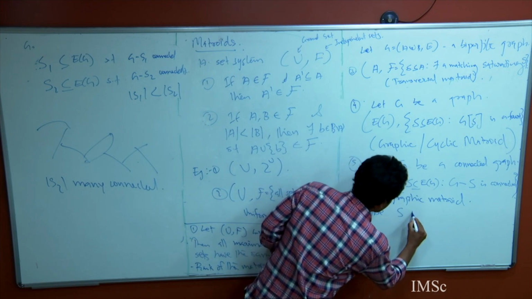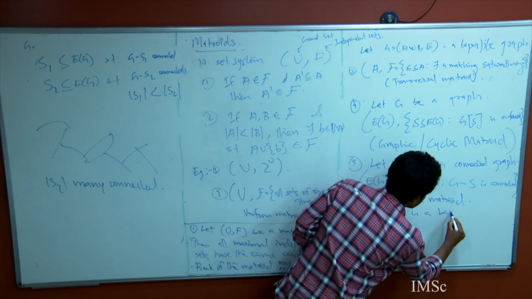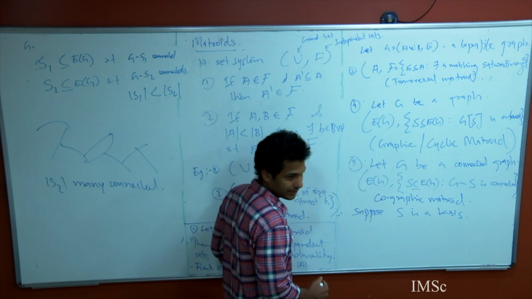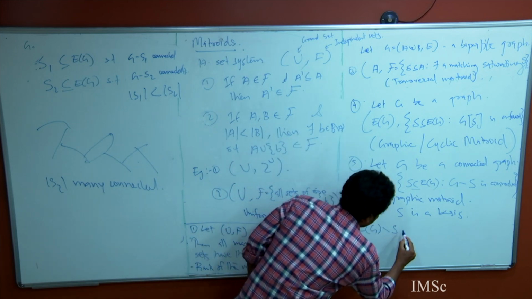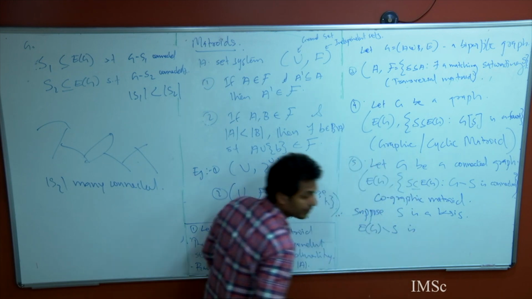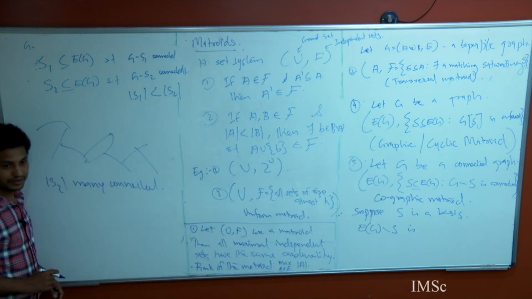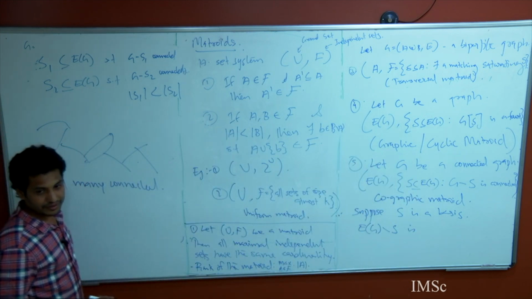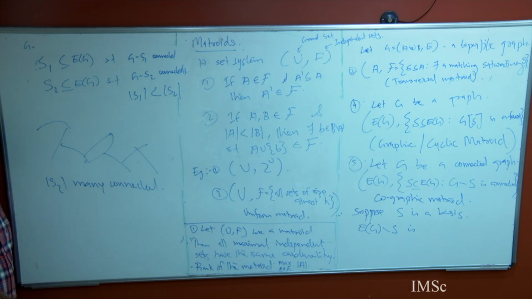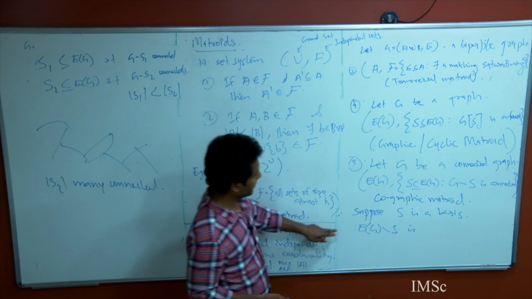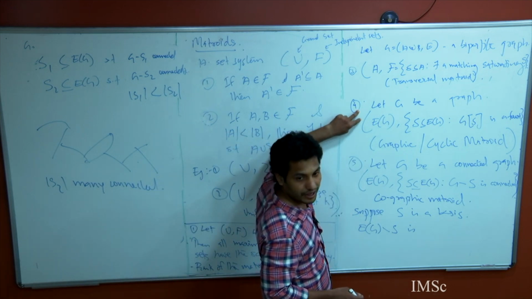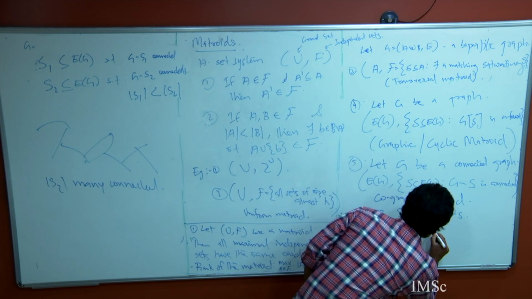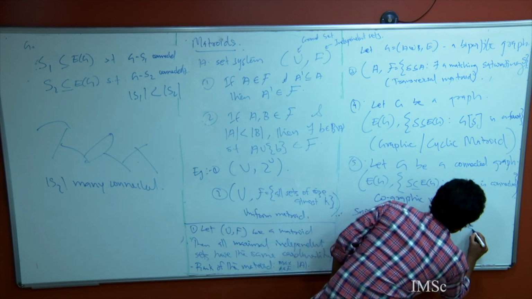So, suppose S is a basis, right? Then the edge set of G minus S forms a spanning tree, right? What does it mean? Here, the graphic matroid. It is a basis of the graphic matroid.